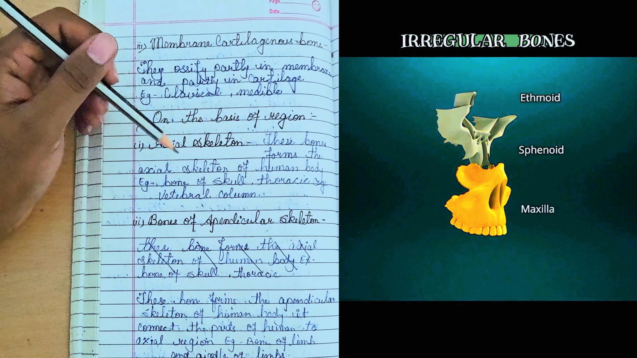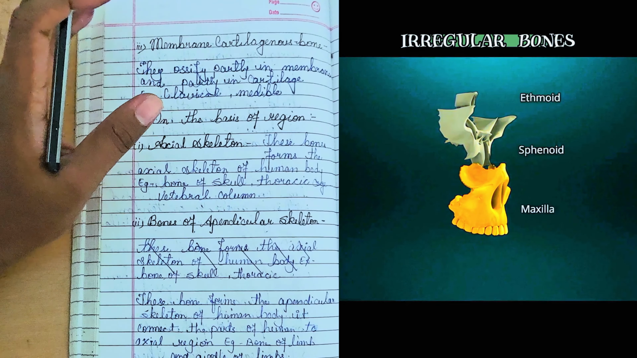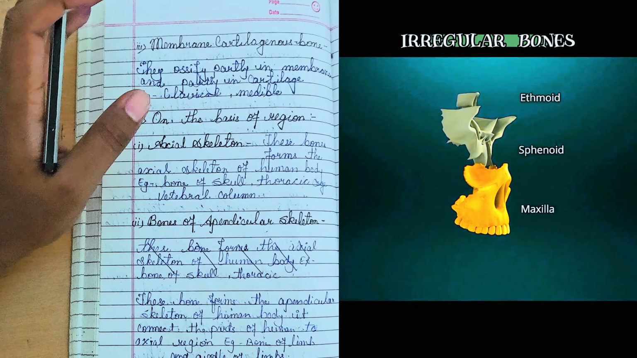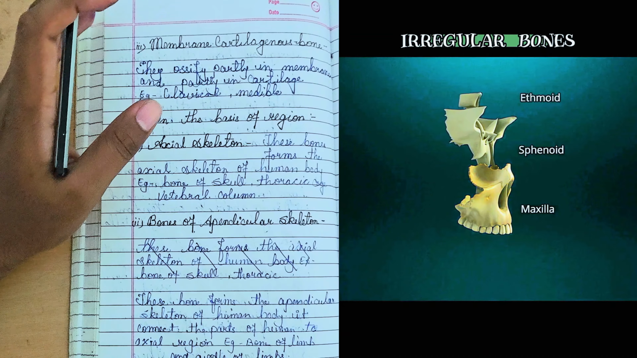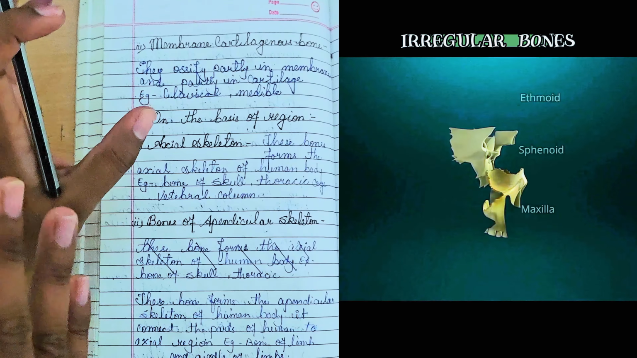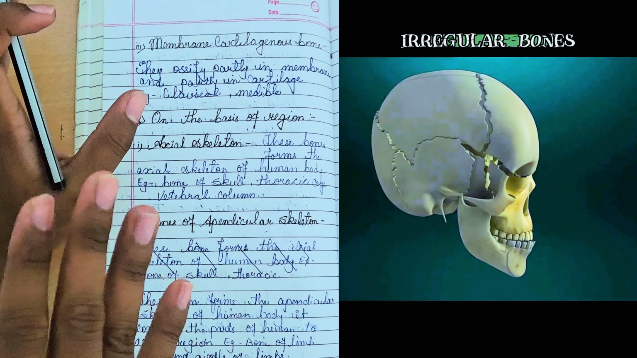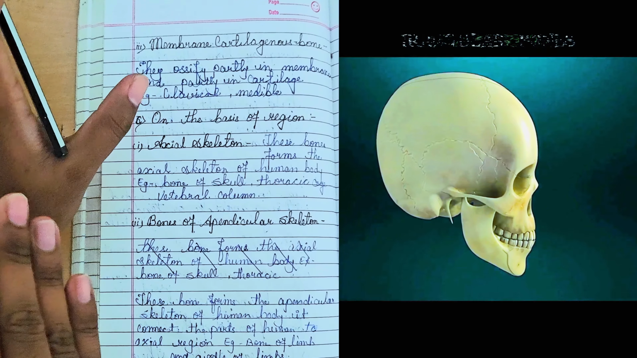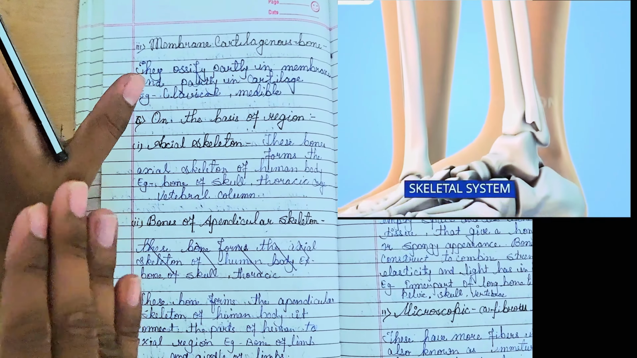On the basis of region, first is axial bone. These bones form the axial skeleton of the human body: the skull, thoracic cage, and vertebral column. This kind of bone is found in our body as the axial skeleton. What comes in our axial skeleton? Skull, thoracic cage, vertebral column.